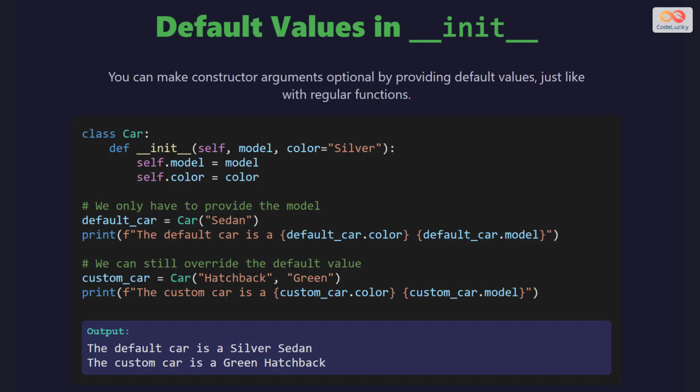You can also make your constructor more flexible by providing default values for its parameters. Here, we set a default value of silver for the color. This means if we create a car and only provide the model, the color will automatically become silver. However, we can still provide a different color if we want, which will override the default value.